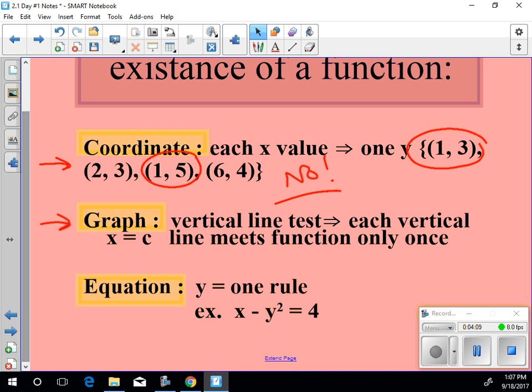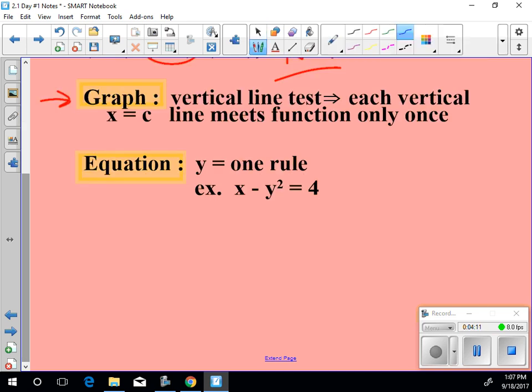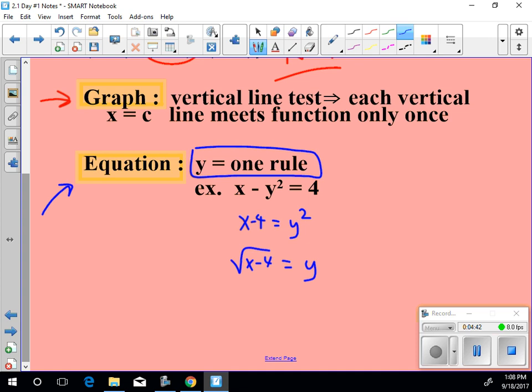The third way that we can determine whether or not a relation is a function is when we simplify it, does it have only one rule? If I simplified this for y, I always want to have y equals and have only one rule. But if I do that, I'd have x minus 4 equals y squared. I've moved both the y squared and the 4 at the same time. And then I take the square root of both sides, and I get the square root of x minus 4.